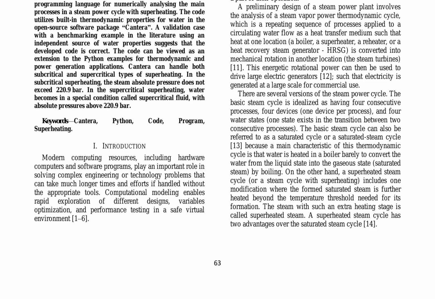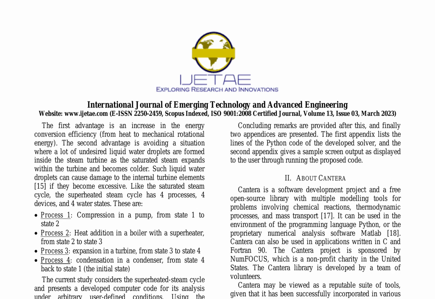The superheated steam cycle has 2 advantages over the saturated steam cycle: increased energy conversion efficiency and prevention of excessive liquid water droplet formation inside the steam turbine, which can cause damage. The developed code utilizes built-in thermodynamic properties for water in Cantera and can be applied to both subcritical and supercritical steam cycles. A validation case was conducted using a benchmarking superheated steam cycle whose solution is available in the literature, demonstrating the accuracy of the proposed solver.